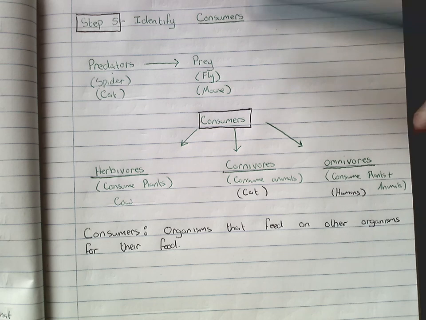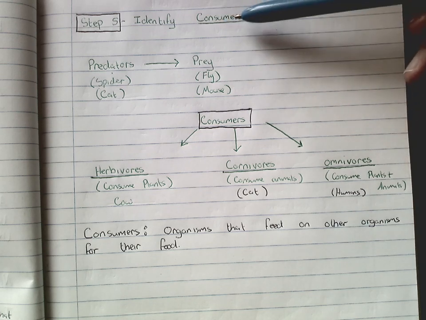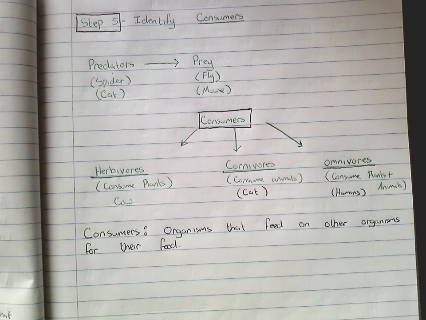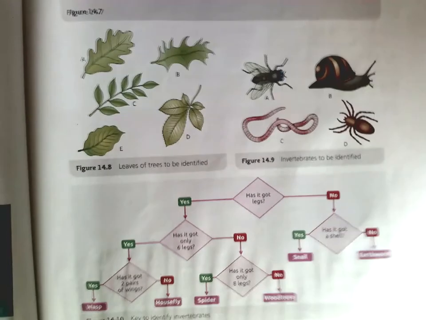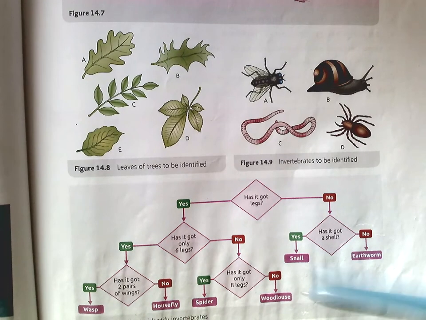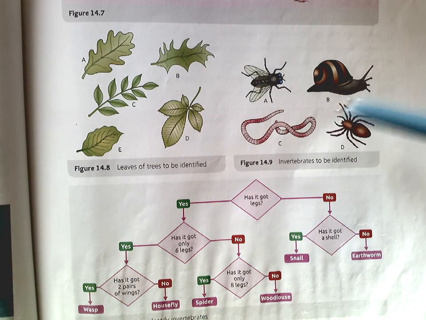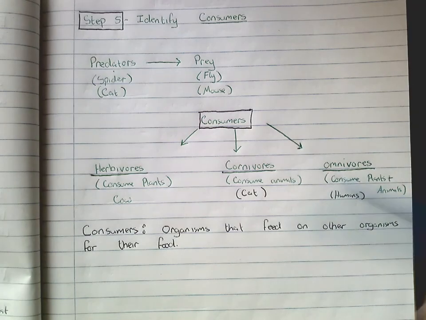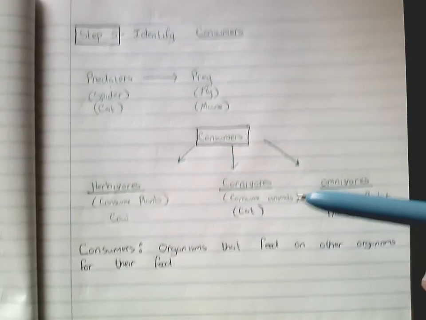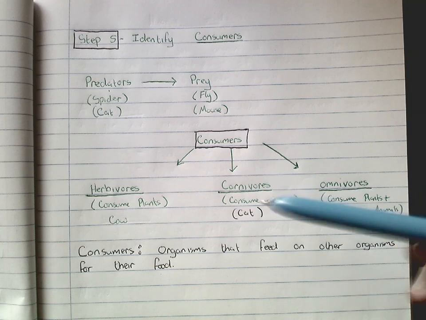So this is step 5 in your habitat study. You want to be able to identify consumers, and we talked about how you can use things like keys. These are known as keys, and you can use them to identify the different types of organisms or consumers that are present within your habitat. So that's that piece. This is just step 5 in relation to the study of your habitat.